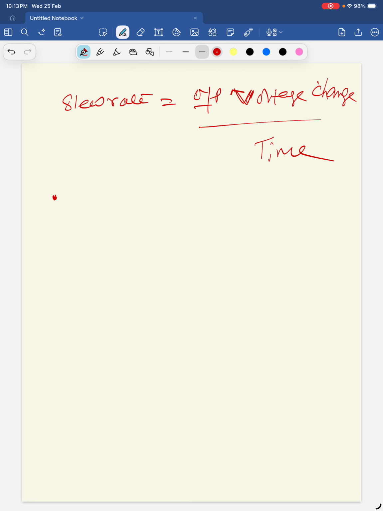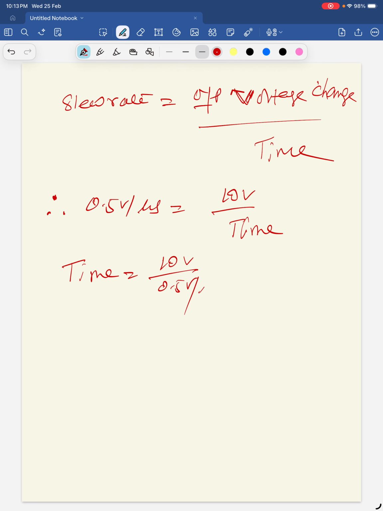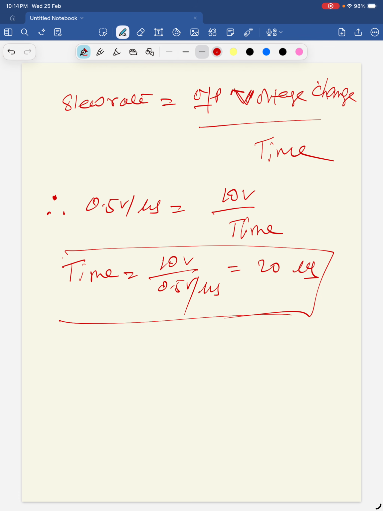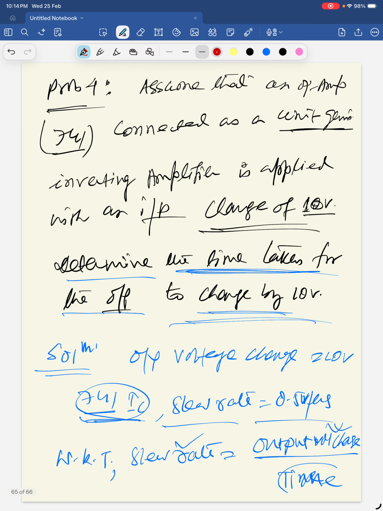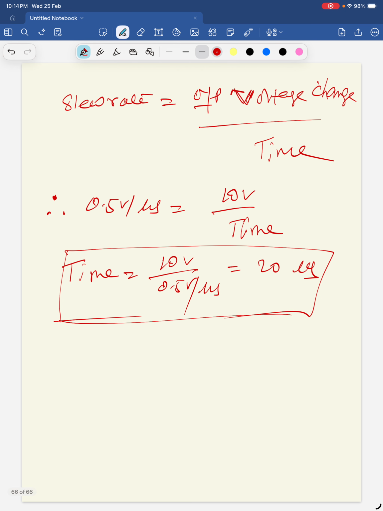Okay, so therefore, standard slew rate is 0.5 volt per microsecond, that is equal to 10 volt by time. So time is equal to 10 volt by 0.5 volt per microsecond. So if we calculate it, it will give you 20 microsecond. It's most important. Okay, so problem 4 finished. Now problem 5.